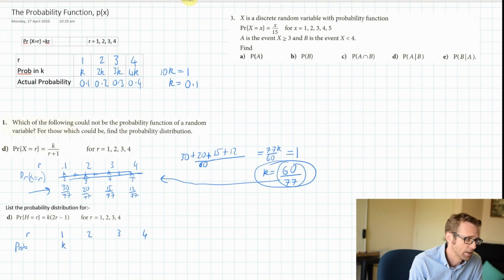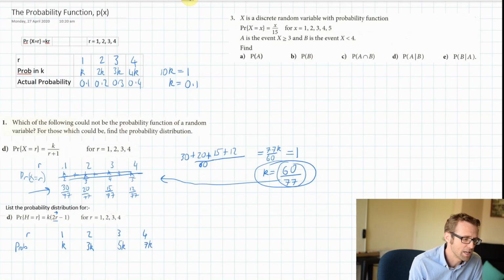The next one is 2 times 2. So 2 times 2 is 4 minus 1 is 3. So this will be 3k. And you should sense a pattern here. 3 times 2 minus 1 is going to be 5. So this is 5k. And you see the pattern here. This last one will be 7k.